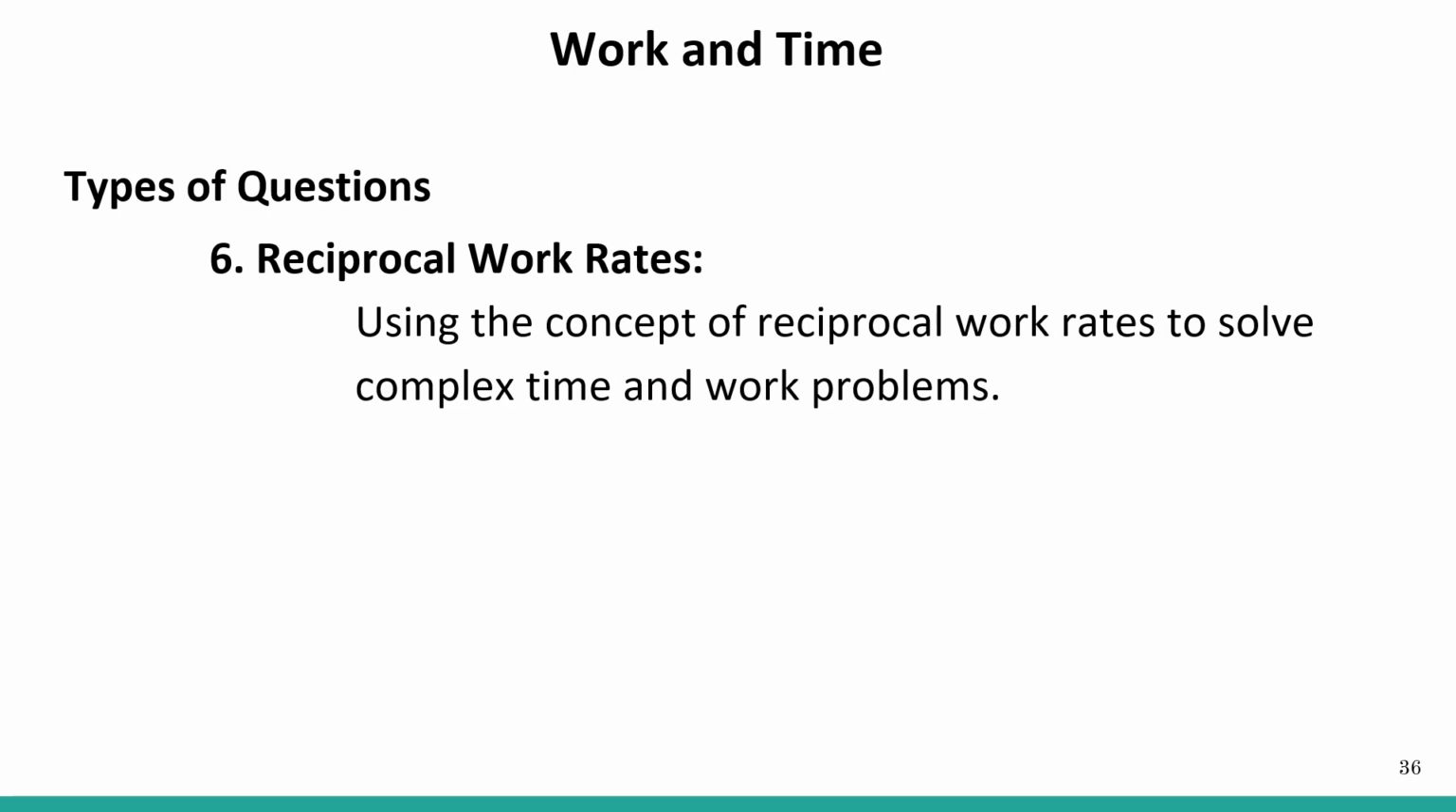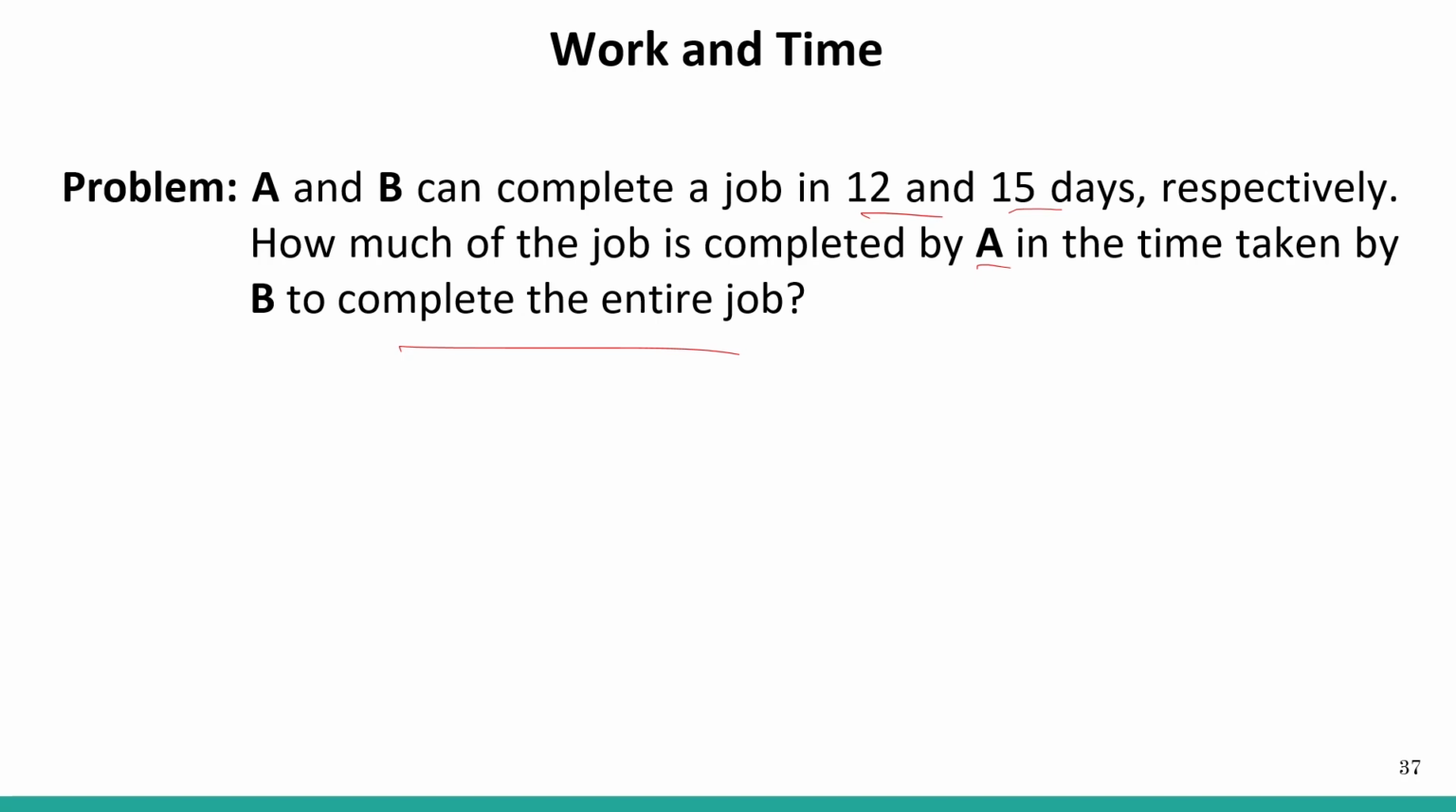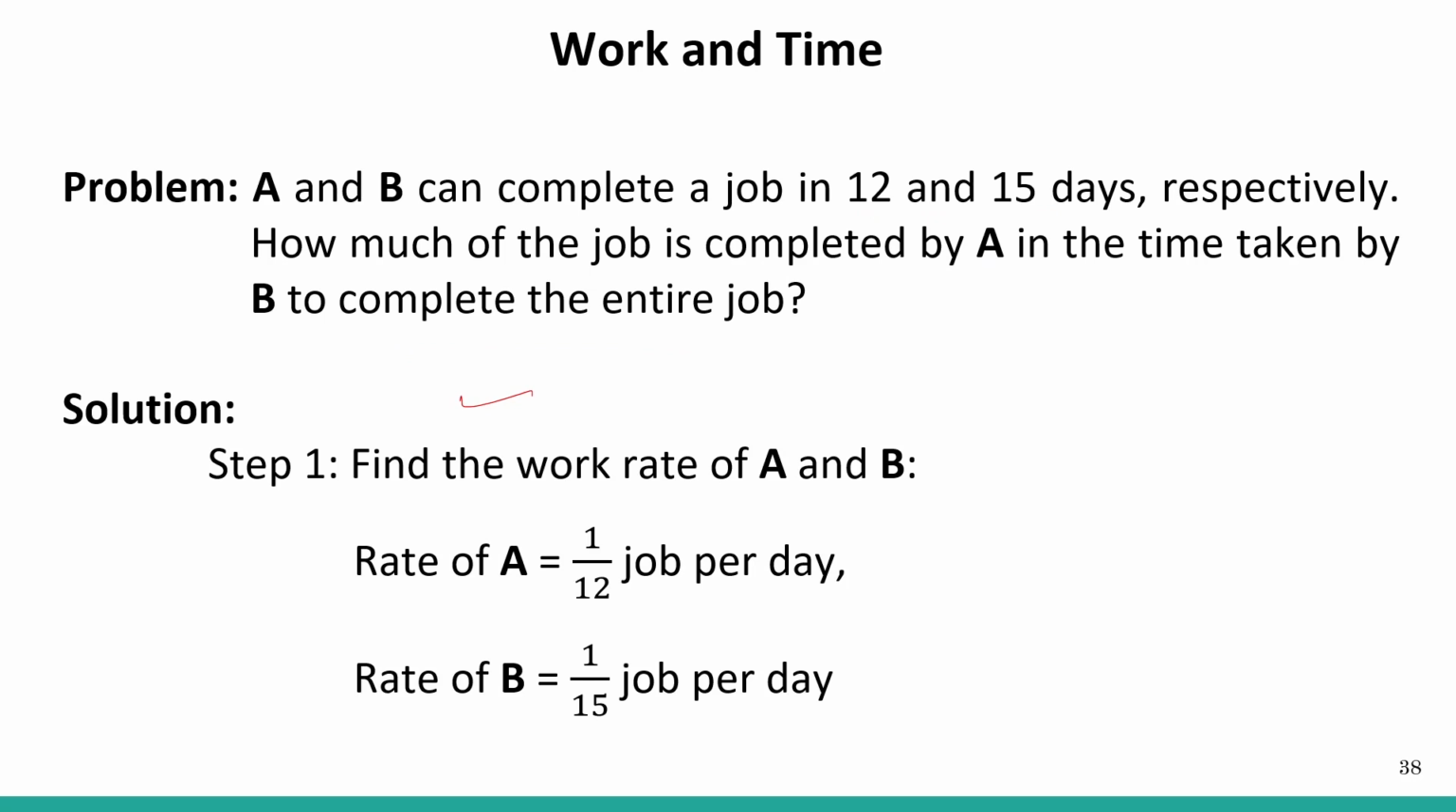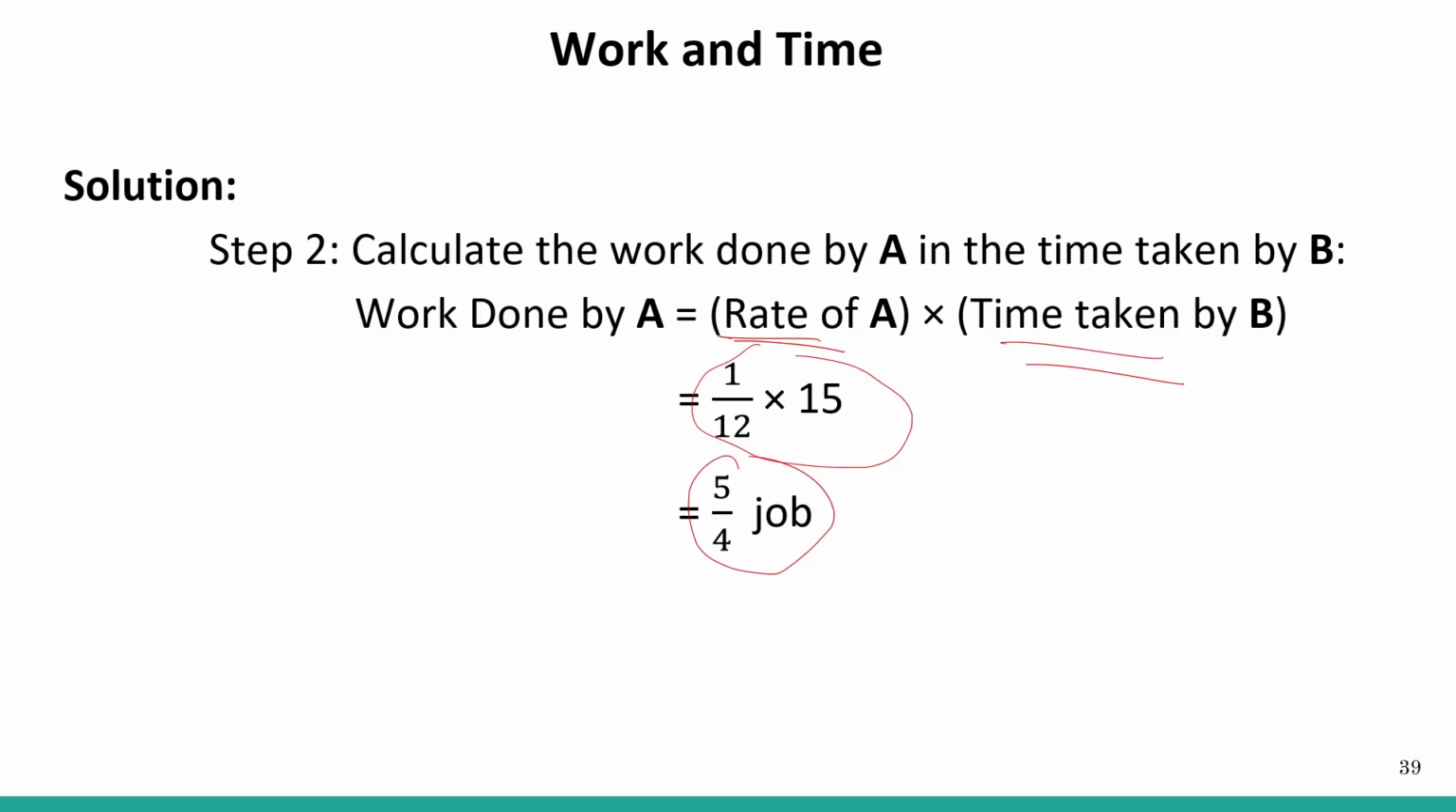So let's see what reciprocal work rates are. Okay. So see an example. A and B can complete a job within 12 and 15 days respectively. So how much of the job is completed by A in the entire time taken by B to complete the entire job? So find the work rate of A and B. It is 1 by 12 and 1 by 15 respectively. So calculating the work done by A in the meanwhile: work done by A is equal to rate of A into time taken by B, that is 1 by 12 into 15, which is equal to 5 by 4.